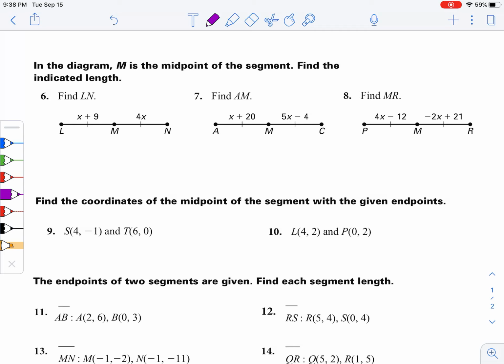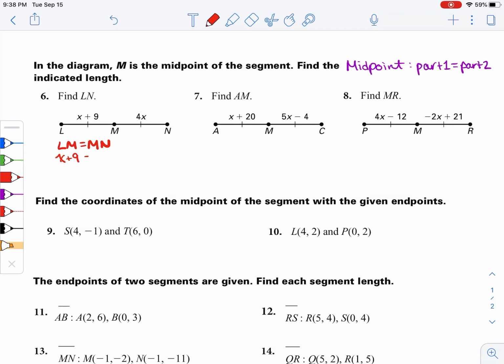6, 7, and 8 are a little different. This is using the midpoint, which says that you should have both segments equal to each other. So this one says part 1 is equal to part 2. So instead of having a total, you do still have a total, but you might not know anything about your total. So for number 6, for example, I want to find LN, so I'm going to solve for x first by setting LM equal to MN.